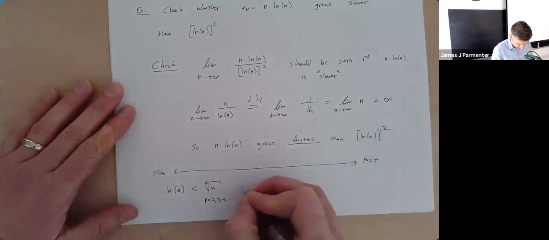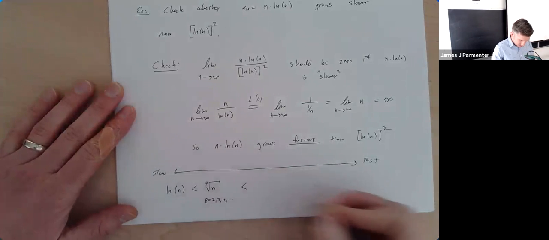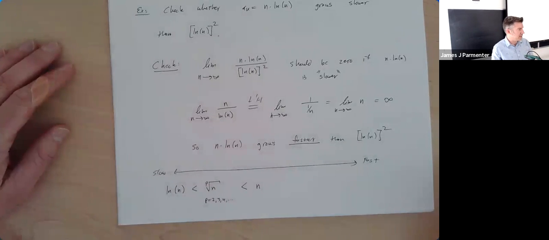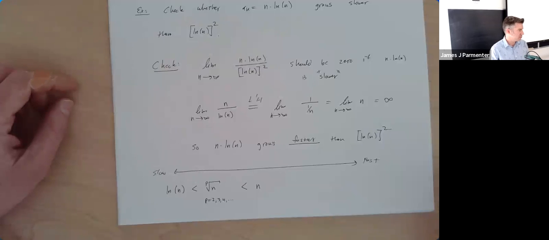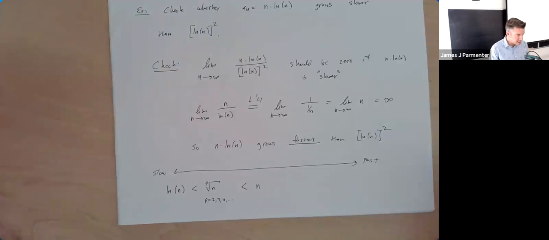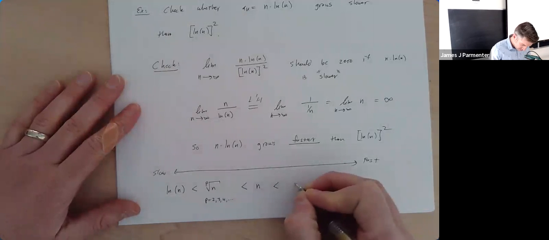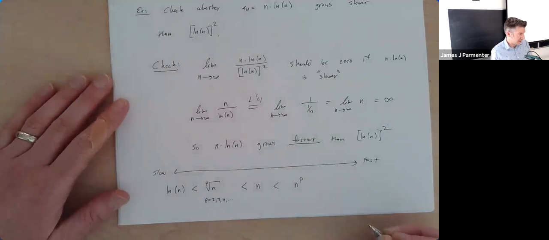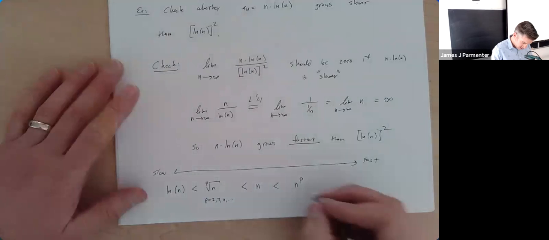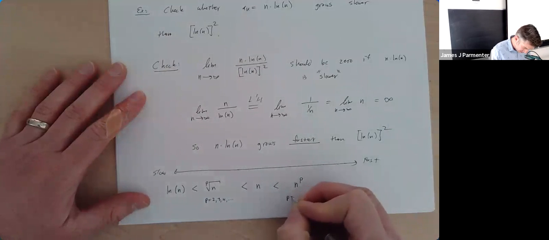Then the next thing in the middle here is just good old n by itself. n to the first, a linear function. I like to put them in the middle. I know they're also polynomials, but I like to clarify. And then after that, n to a power, like n squared, n cubed, etc., where again, p is some positive integer.